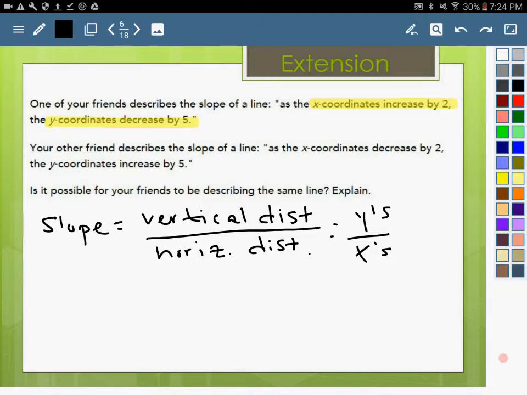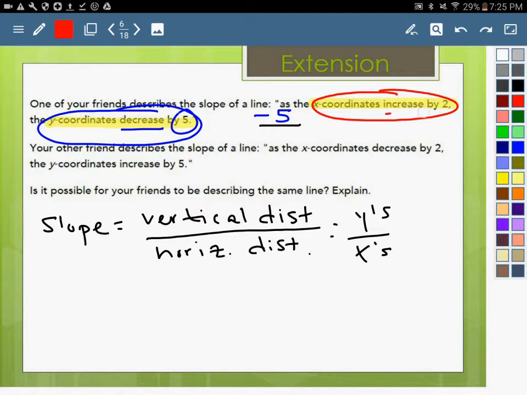Okay, so I can take that literally and translate it into a proportion. So in this first situation, the ratio would be the y's on top, which y's would be decrease by 5. So decrease would be negative and then 5. And then we would want to put it over the horizontal distance, which it says the x-coordinates are increased, that would be a positive, by 2. So this is just a positive 2 underneath.